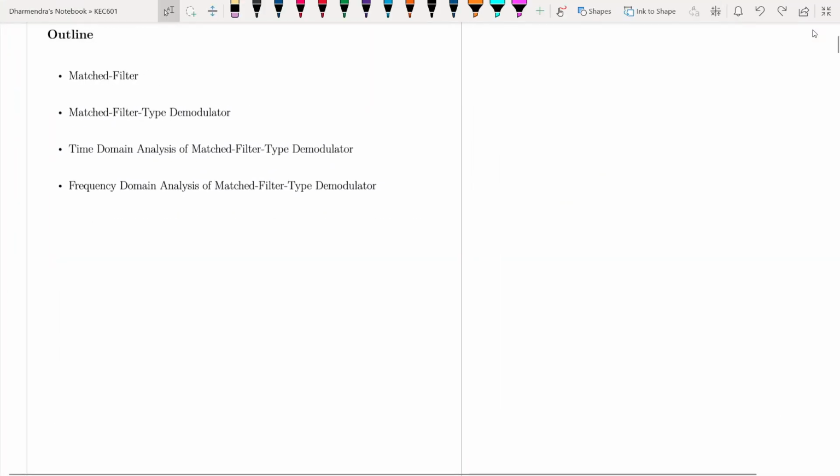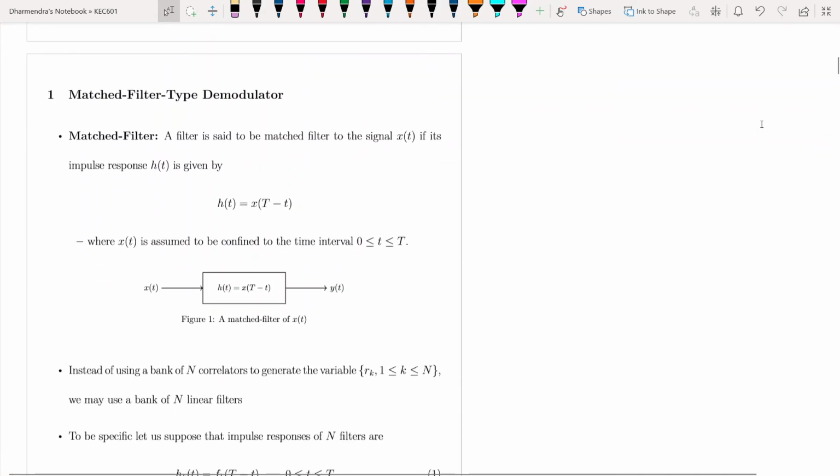Welcome to another lecture. In this lecture, we will discuss what a matched filter is, and then we will discuss the matched filter based signal demodulator, that is called the matched filter type demodulator. Then we will analyze the matched filter type demodulator in the time domain and frequency domain. So let us start. First, we'll discuss what a matched filter is.